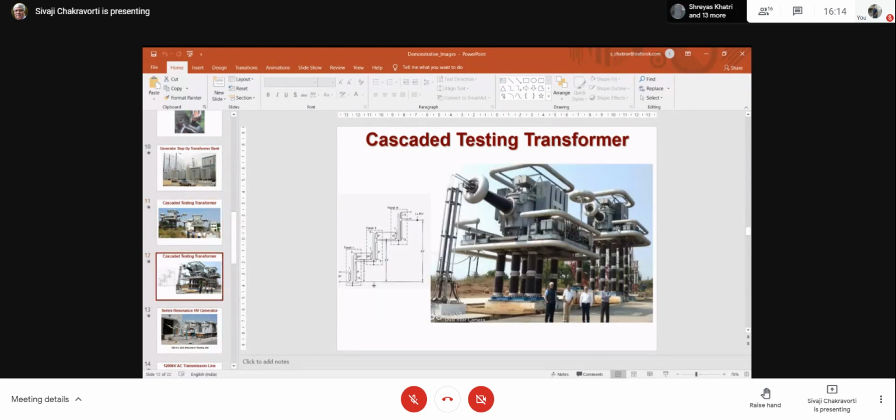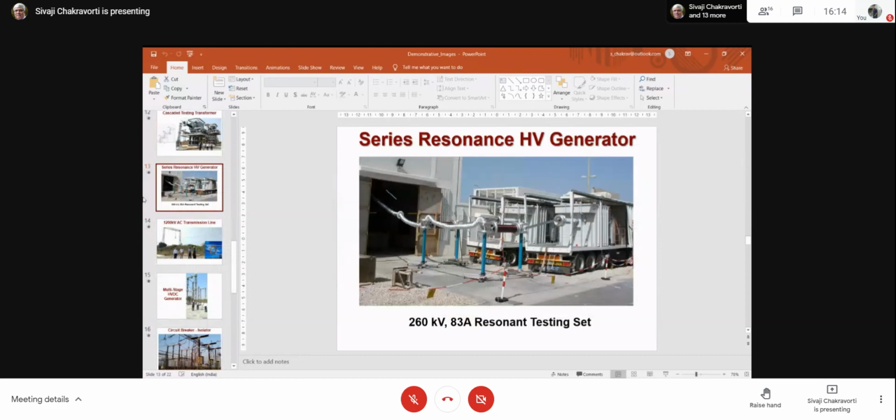This is another view. This photograph also I have probably shown you. This one is very interesting. This is a series resonance high voltage generator. This is a 260 kV, 83 ampere resonant testing set. So you can see this resonant testing set. This object is being tested with the help of a resonator circuit, and these are the L. Say L, you can see this is a coil, and then C will be there. Not everything is visible, but this is how it looks.